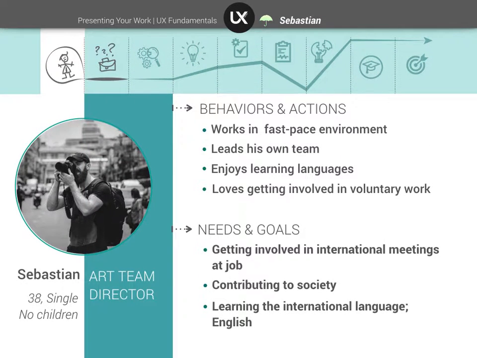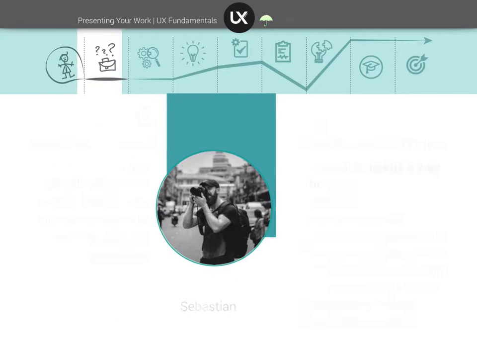Sebastian is 38 years old. He is an art director and works in a fast-paced environment. He loves to volunteer in several projects in his free time. And he really enjoys mingling with other people, learning languages and contributing to society.